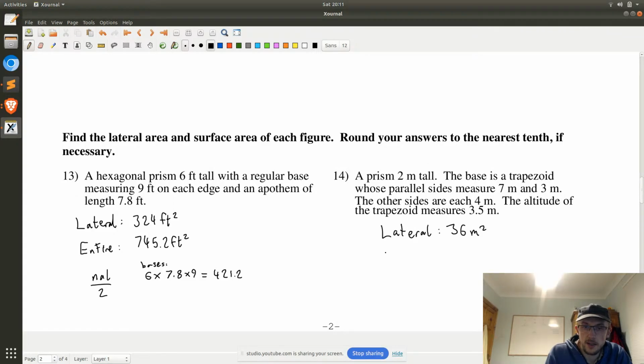And then for the entire thing, you need to figure out the area of the trapezoids. So 7 and 3 average to get 5, and the height of the trapezoid is 3.5. So multiply that by 5 to get 17.5, and then double it to get 35 to get the top and bottom, and then add that on to get 71. And now check. Everything must be checked.